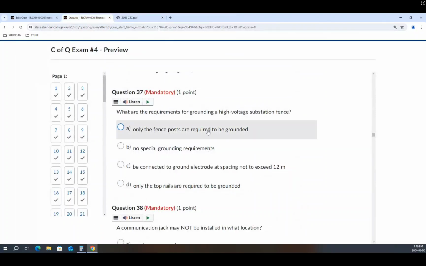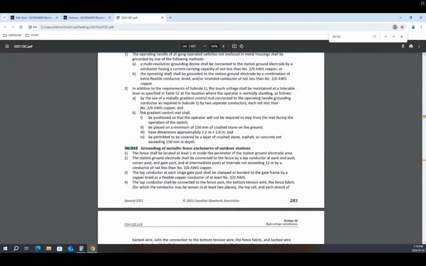What are the requirements for grounding? Only fence posts required, no special grounding, to be connected to ground electrode at spacing not exceeding 12 meters, or only the top rails are required to be grounded. Just from that, I'm going to guess, without even looking at the rule, that it would be C.